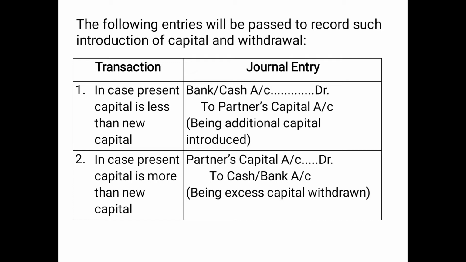Transaction number 2, in case present capital is more than new capital. His existing capital is more than the required capital, so the partner will be withdrawing the excess capital and the entry will be partner's capital account debited, because with this withdrawal his capital balance will decrease, and cash or bank account credited because cash is going out, being excess capital withdrawn. And if the question asks you to transfer it to current account rather than withdrawing in cash, then instead of crediting cash or bank account, we will credit the partner's current account. So this was the entry and the steps.